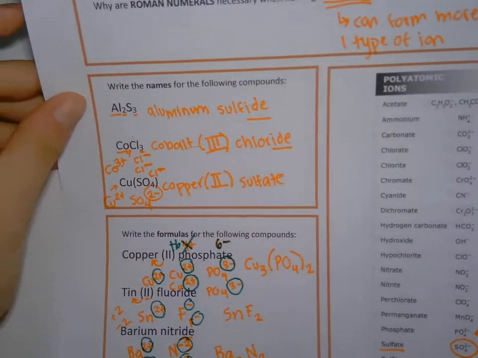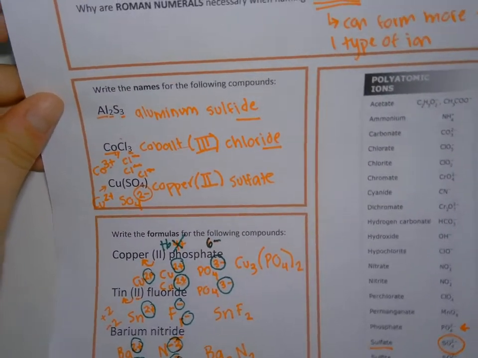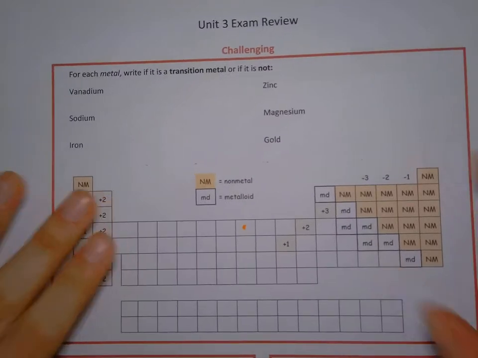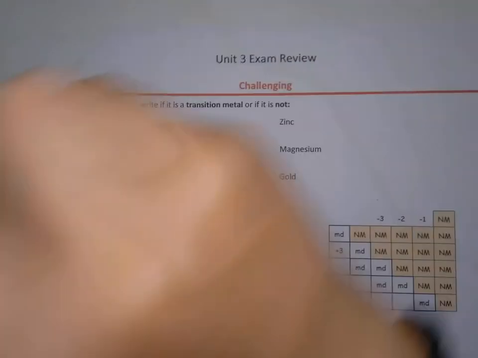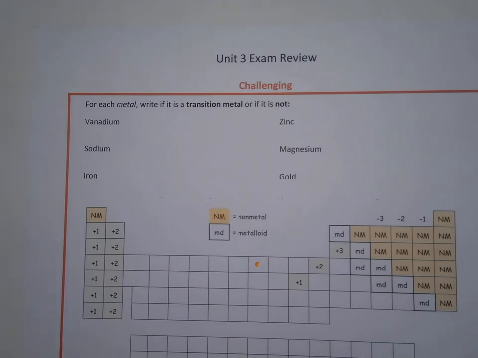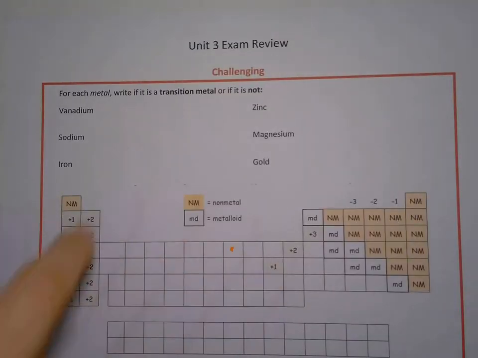And that is the medium portion of the review completed. So now let's move on to the hard stuff, the challenging, not that bad. For each metal, write if it is a transition metal. Oh, let me move to red. Write if it is a transition metal or if it is not. All right, so I'm going to need my periodic table that I've written all over.